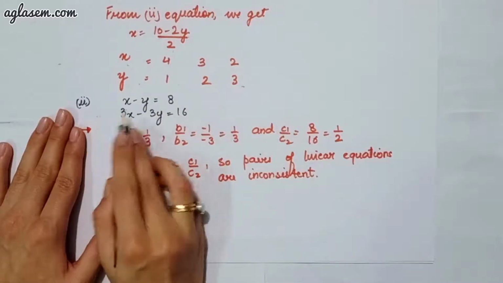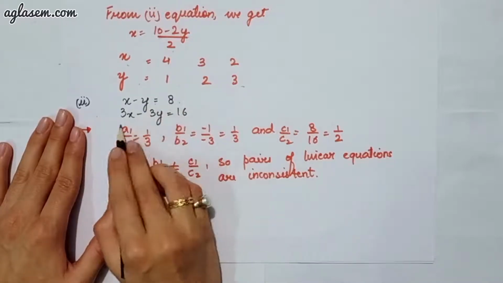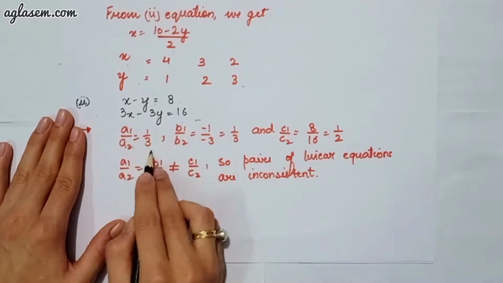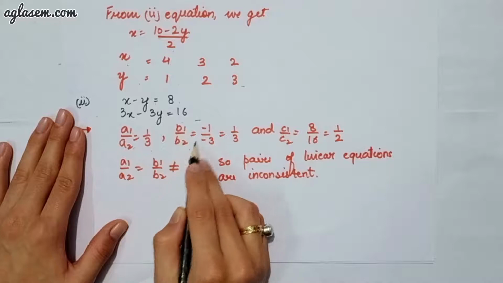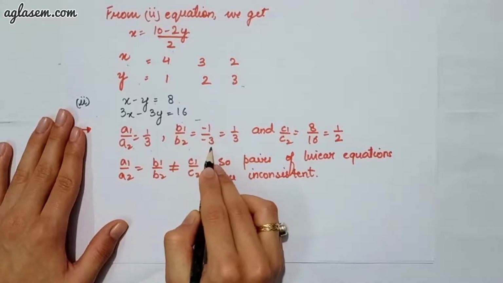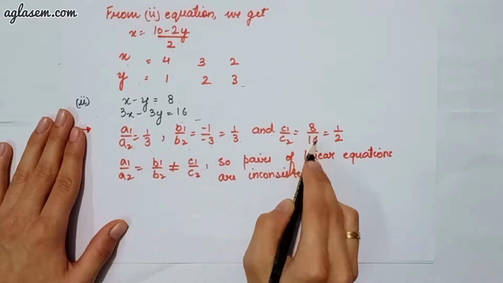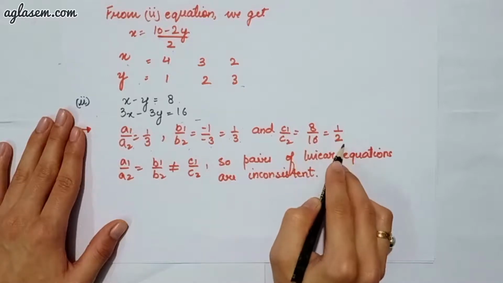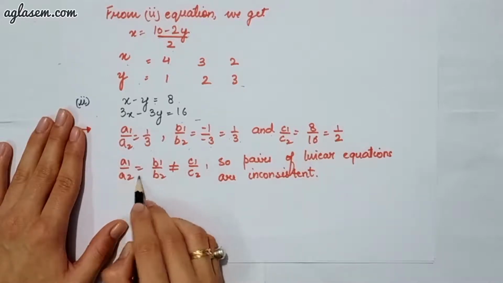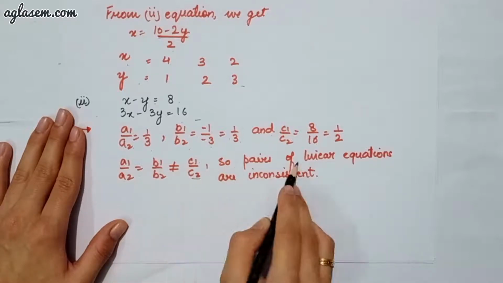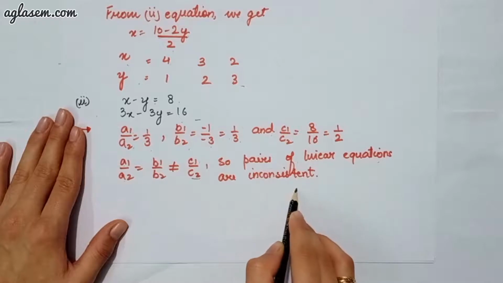The second part says x minus y is equal to 8 and 3x minus 3y is equal to 16. So again a1 upon a2 is equal to 1 by 3, b1 upon b2 is equal to minus 1 by minus 3, that will give you 1 by 3, and again c1 upon c2 is equal to 8 upon 16, which will give you 1 by 2. So here a1 upon a2 is equal to b1 upon b2, but they are not equal to c1 upon c2. So the pair of linear equations is inconsistent.